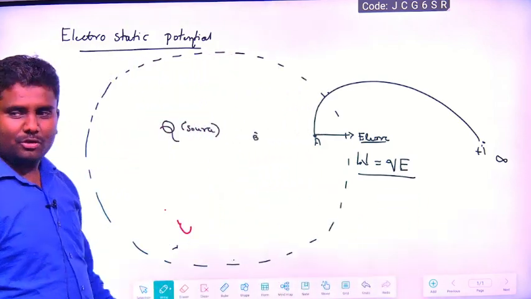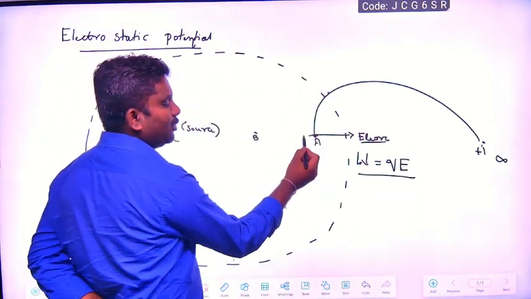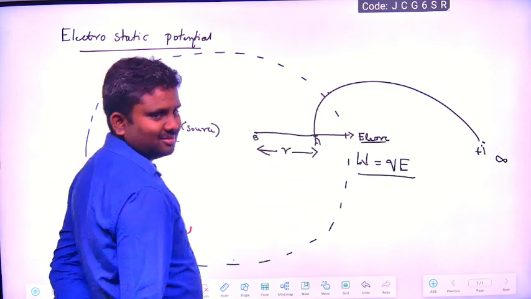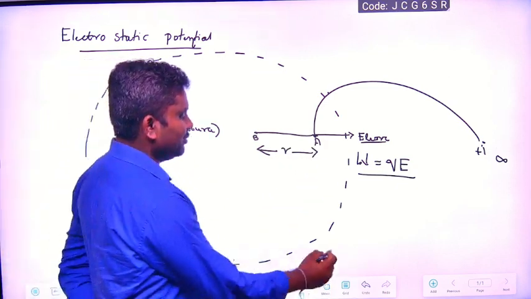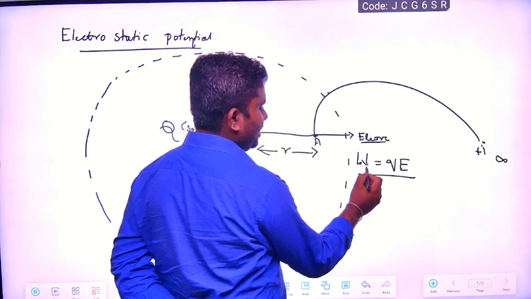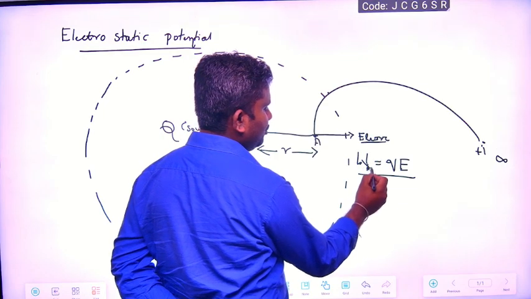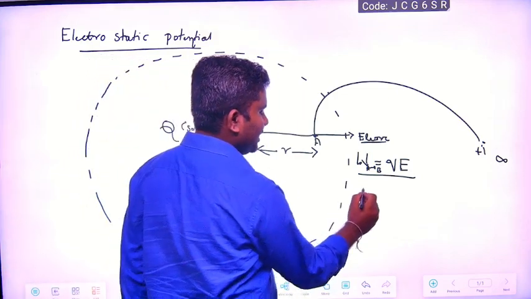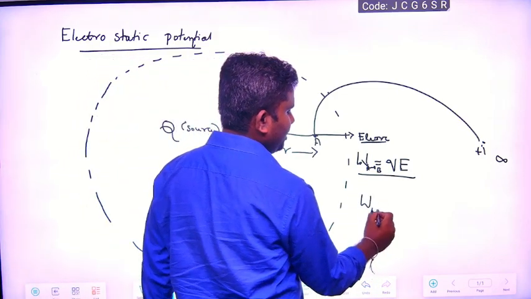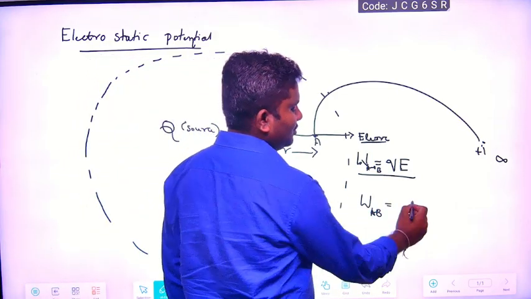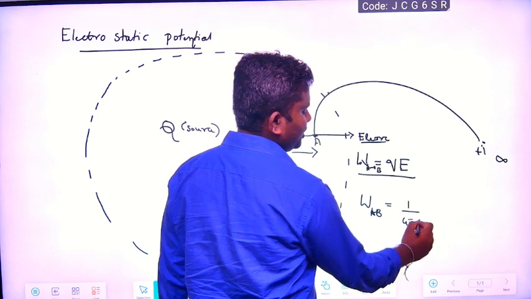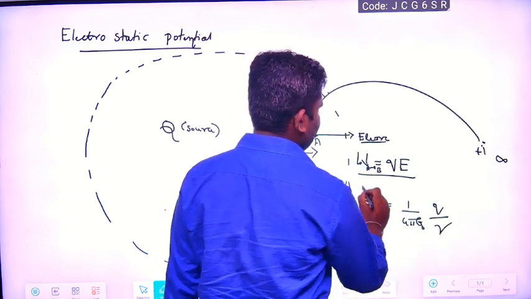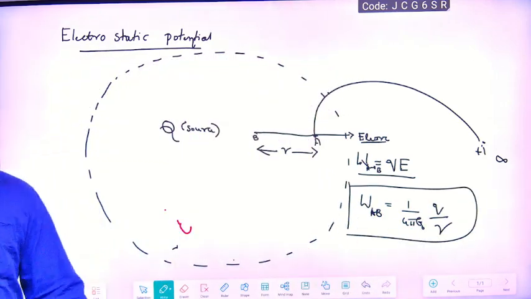And if you want to bring it from point A to point B, which is at a distance R, again you need to do work, so the work done from A to B. How much did we get? Last class we discussed, right? A to B, how much did you get? 1 by 4 pi epsilon naught Q divided by R. This is the electrostatic potential.